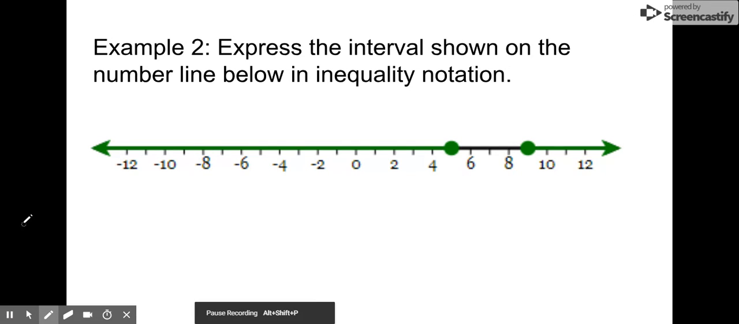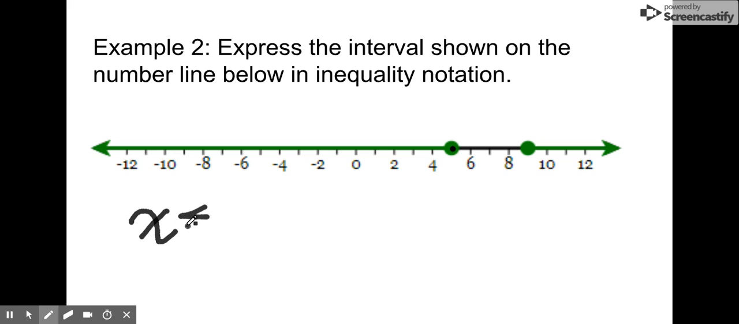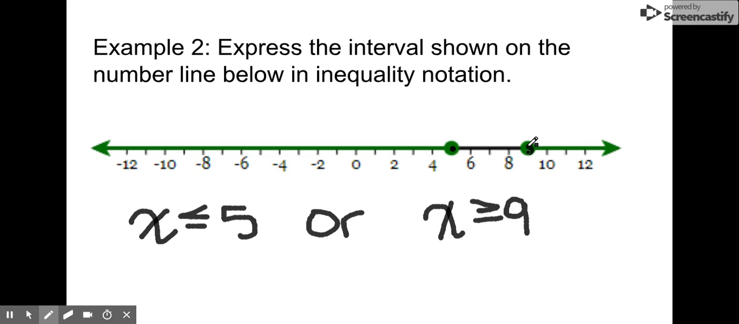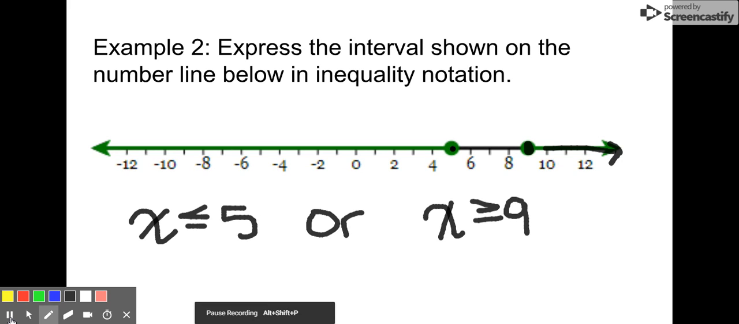In this case, we see two different pieces going off in opposite directions, which means we have another or situation. But this time we have closed circles. And so I see that we have a closed circle at 5 going off to the left. So that means x could be less than or equal to 5, or x could be greater than or equal to 9, because we have this piece here that has a closed circle at 9 and it goes off to the right, which are numbers bigger than 9. And so that's this graph's inequality.